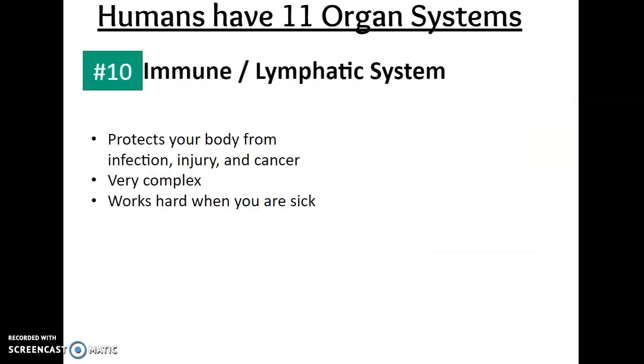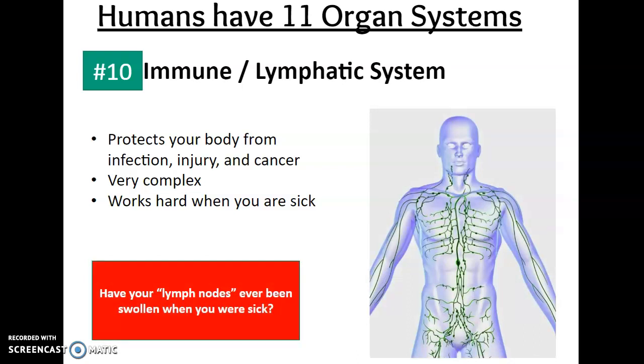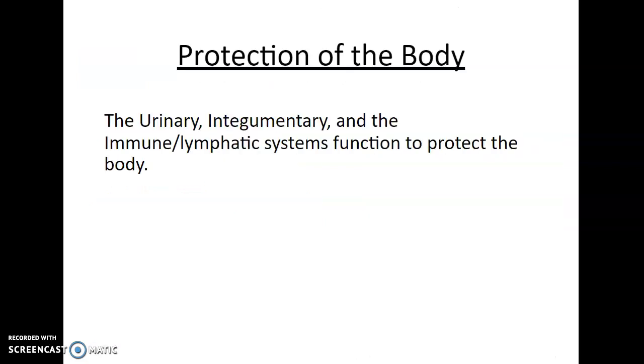The 10th one is the immune or lymphatic system. This protects your body from infection, injury, and cancer. It's very complex, and it works really hard when you are sick. So when you're sick, your lymph nodes actually begin to swell, and that's an accumulation of your body working to fight off something. So protection of the body, the urinary, the integumentary, and the immune or lymphatic systems function to protect the body as a whole.